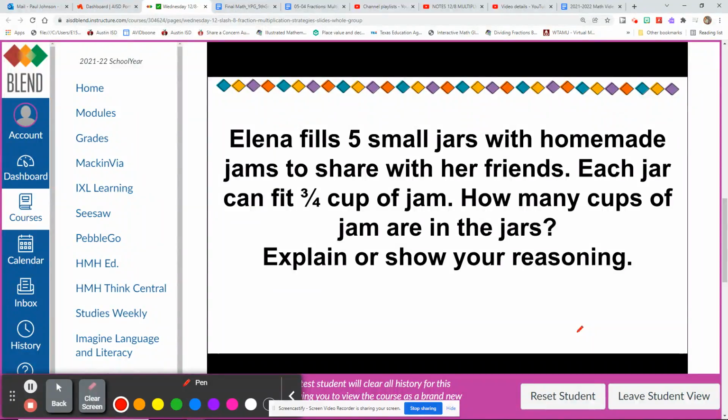All right, welcome back. Elena fills five small jars with homemade jams to share with her friends. Each jar can fit 3/4 cup of jam. How many cups of jam are in the jars? So the question is, how many cups of jam are in the jars?